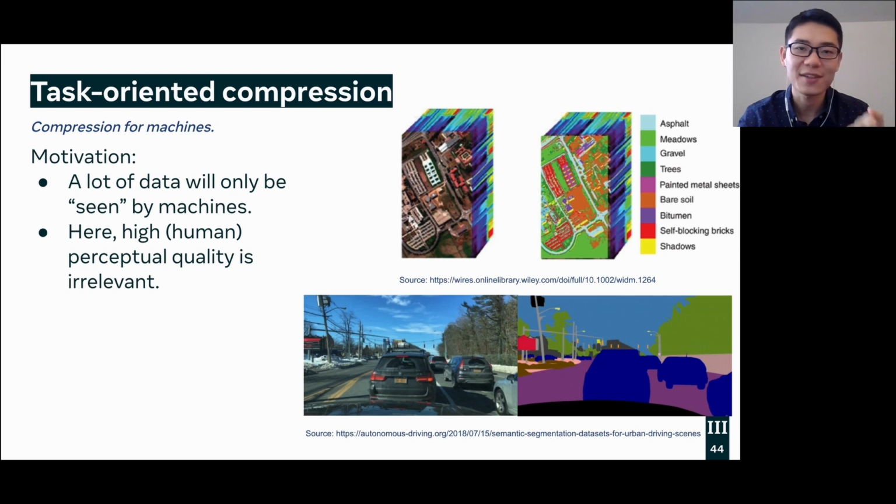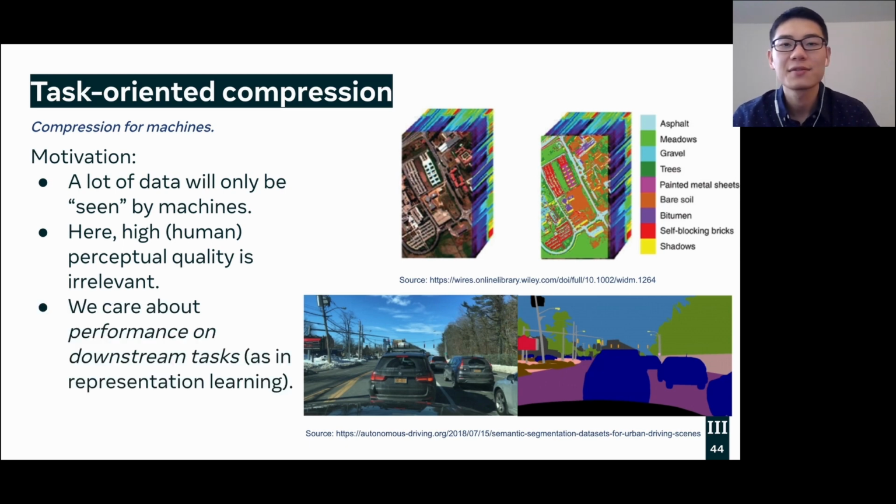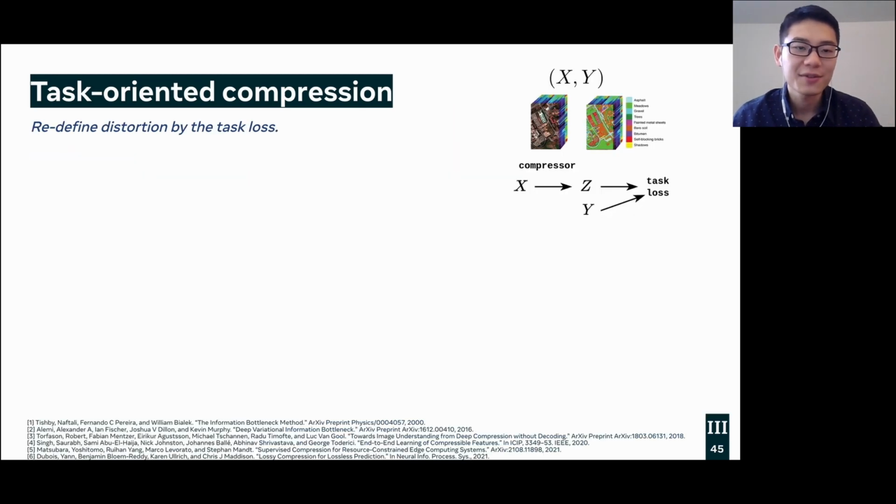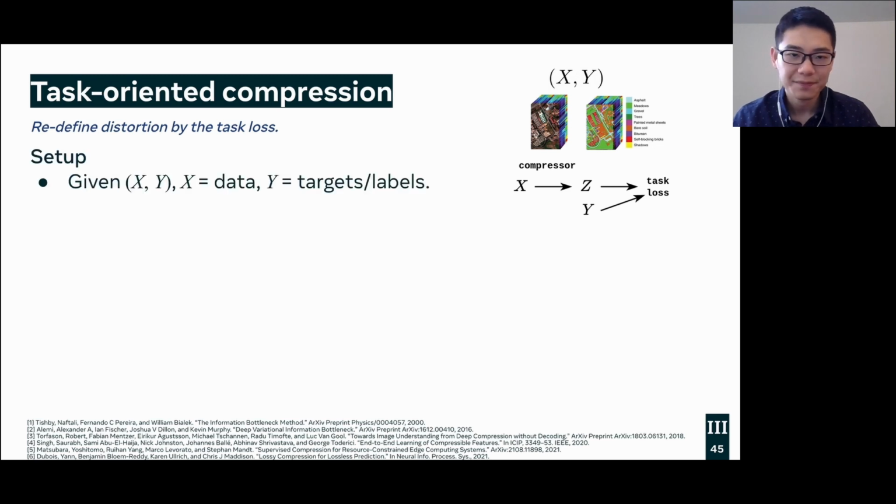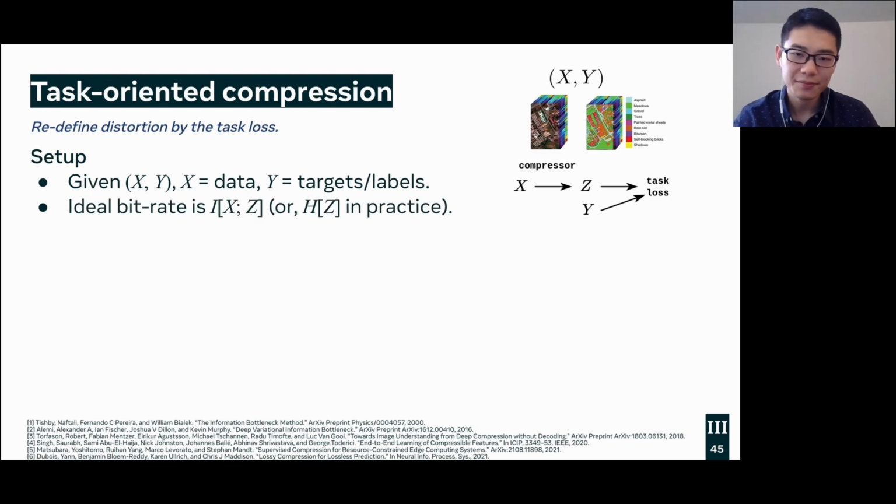Let's formalize this problem mathematically. We're given pairs of x and y from some joint distribution. Here x is the same data random variable as before, and y has the interpretation of a target or a label that contains the supervision signal for the task. And the y is available to both the encoder and the decoder. As an example, the task could be semantic segmentation, where x is an image and y contains the ground truth semantic labels for every pixel in the image.